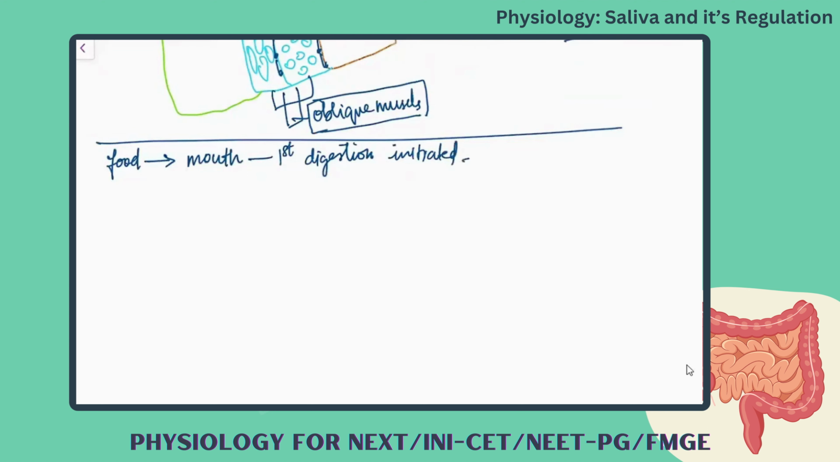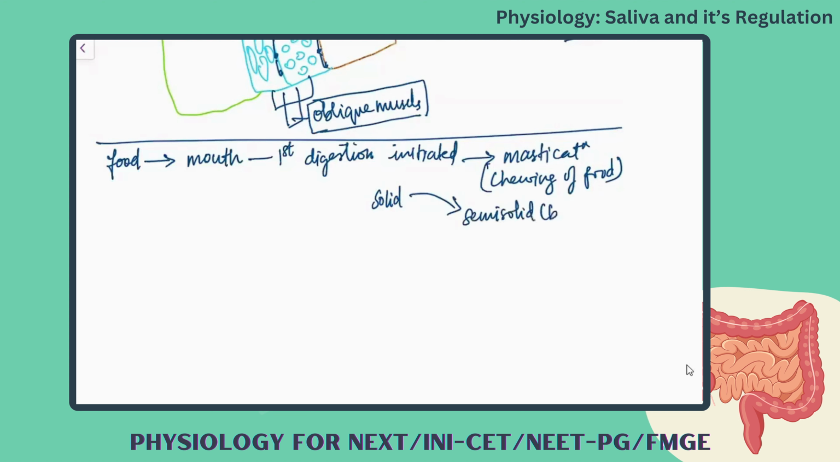Mastication process. What is meant by mastication? The process of chewing food with the help of your saliva and teeth. So you are chewing the food. The solid food particles are now made into a semi-solid bolus. So this mastication converts the solid substance into a semi-solid particle, which you call a bolus.